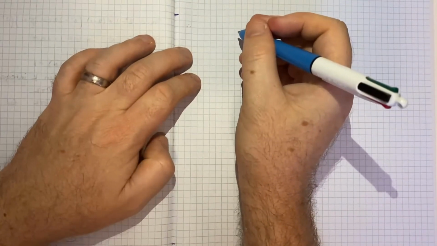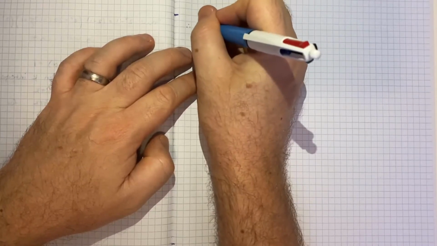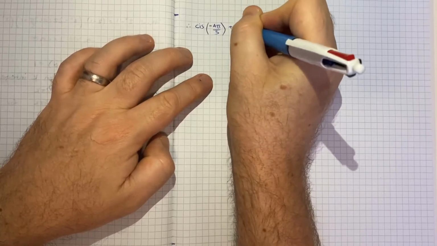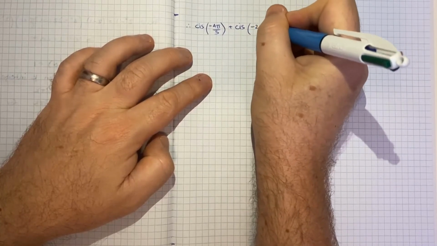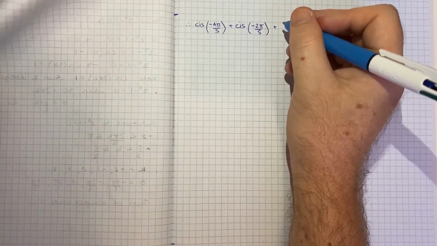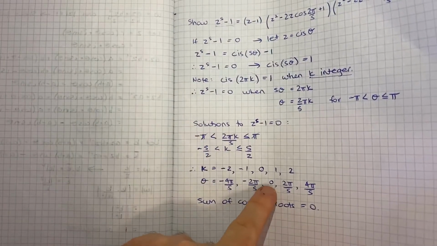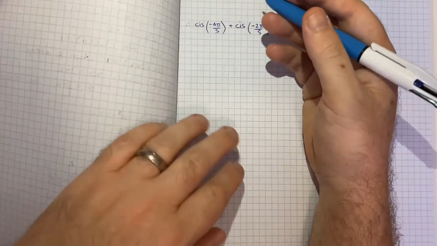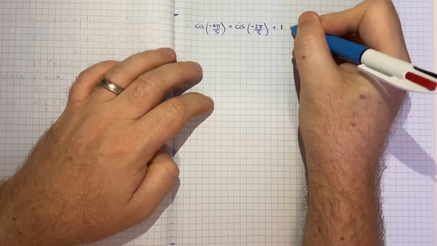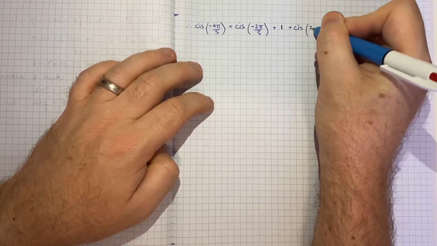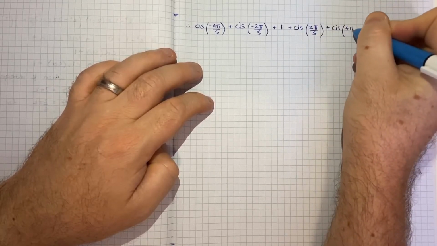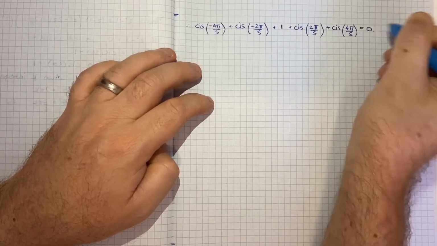What we can conclude, if the sum of all the complex roots is 0, then we could say that cis negative 4 pi on 5 plus cis negative 2 pi on 5 plus, well, it will be cis of 0, but cis of 0 is just going to be 1, so I'll say plus 1, plus cis of positive 2 pi on 5 plus cis of positive 4 pi on 5, that's all going to be equal to 0, that's the sum.